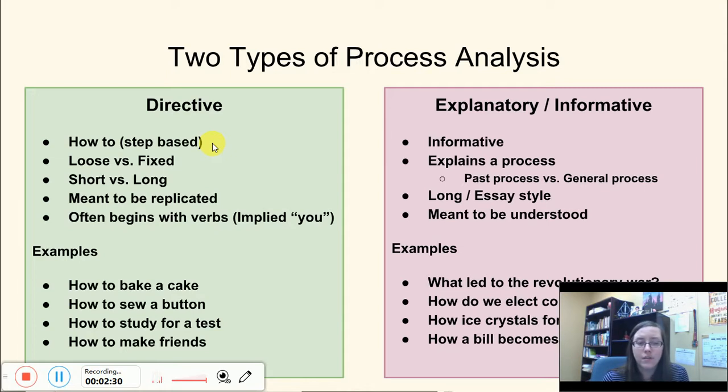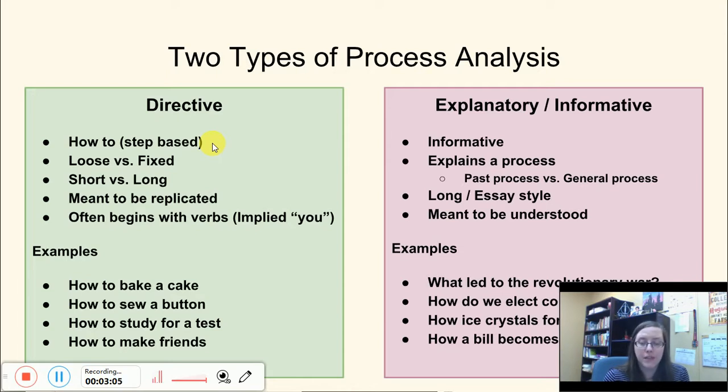These are loose types of directive process analyses because there are lots of ways you can make friends. If I'm writing a set of instructions on how to make friends, that might work for some audiences, but maybe not for other audiences. I could be writing to a group of extroverted people, and my how to make friends loose process analysis is going to be different than if I was, say, writing to an introverted set of my audience. How to make friends would sound different. It would look different. Some of the steps might be different.